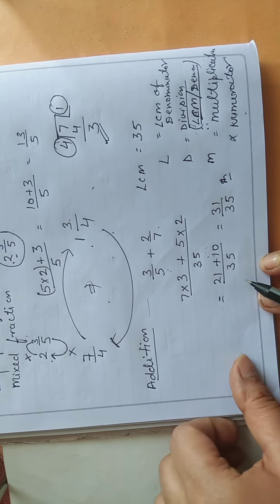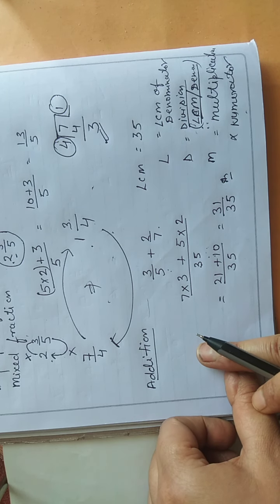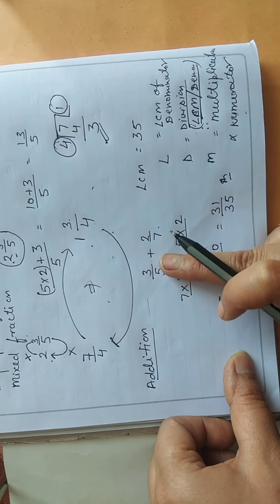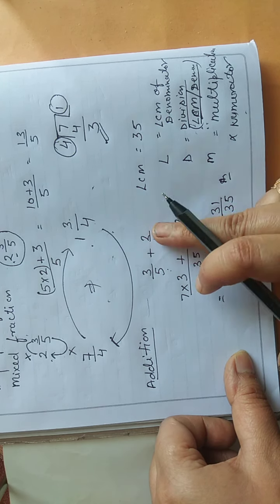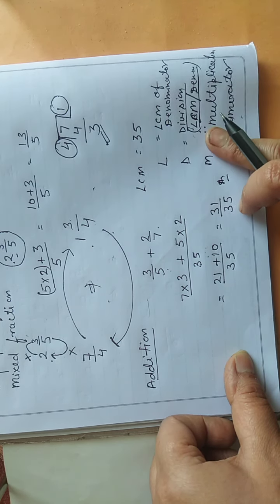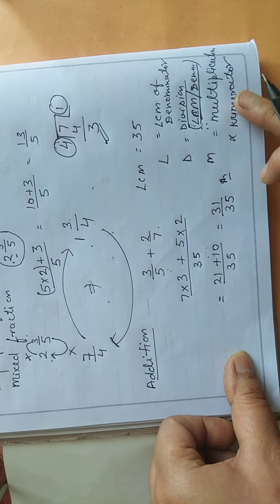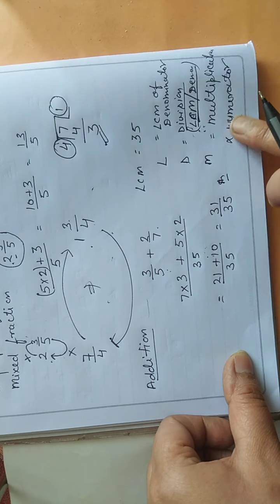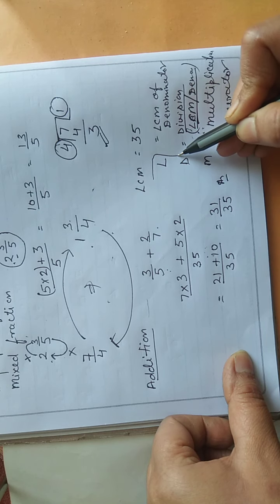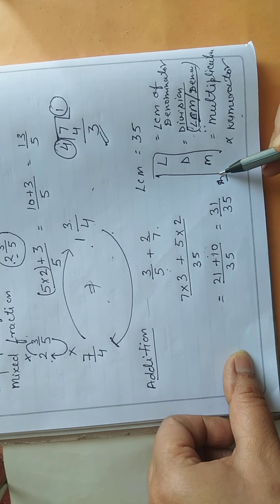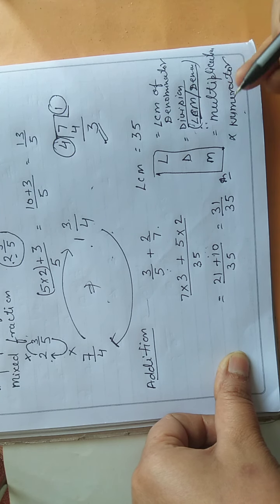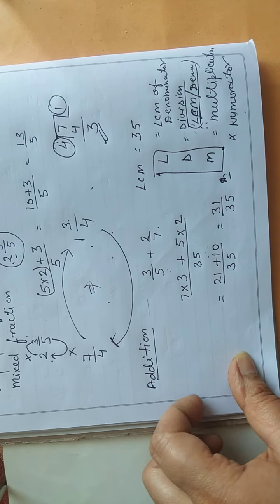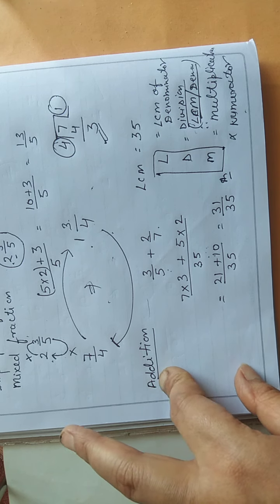You are getting it or not? The same we will do in subtraction also. If it is subtraction, instead of the plus sign we will put minus. If there are more than 2 terms, the same method you will apply. Again you will divide, multiply, divide and multiply. So these 3 steps you have to learn: LDM, LCM of denominator, division of LCM by denominator, and then multiply the result by the numerator.